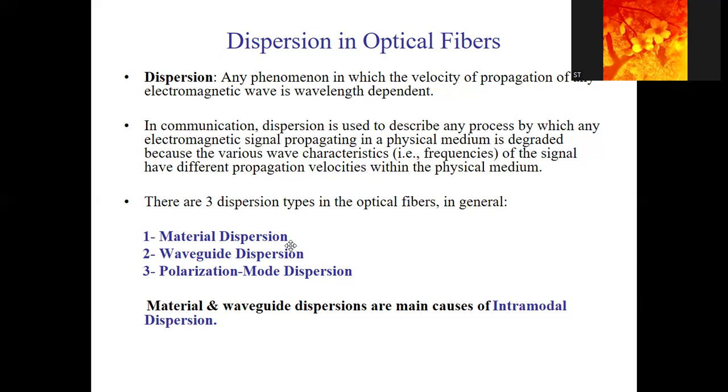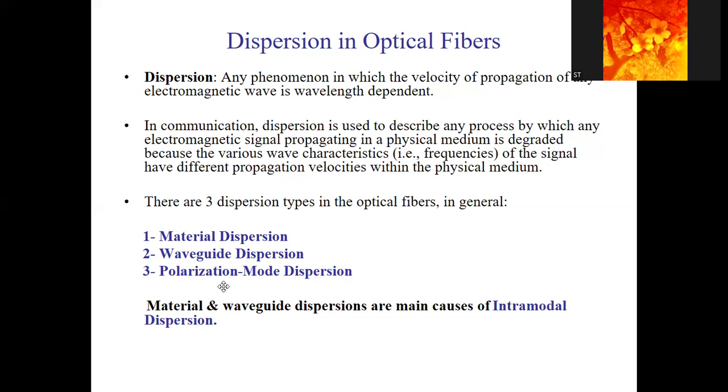Dispersion in optical fibers is of three types: material dispersion, waveguide dispersion, and polarization mode dispersion. Intramodal dispersion is caused by two of these, material dispersion and waveguide dispersion. Here we have discussed that the wave characteristics depend on the wavelength, so there are different propagation velocities of the signal inside the medium.